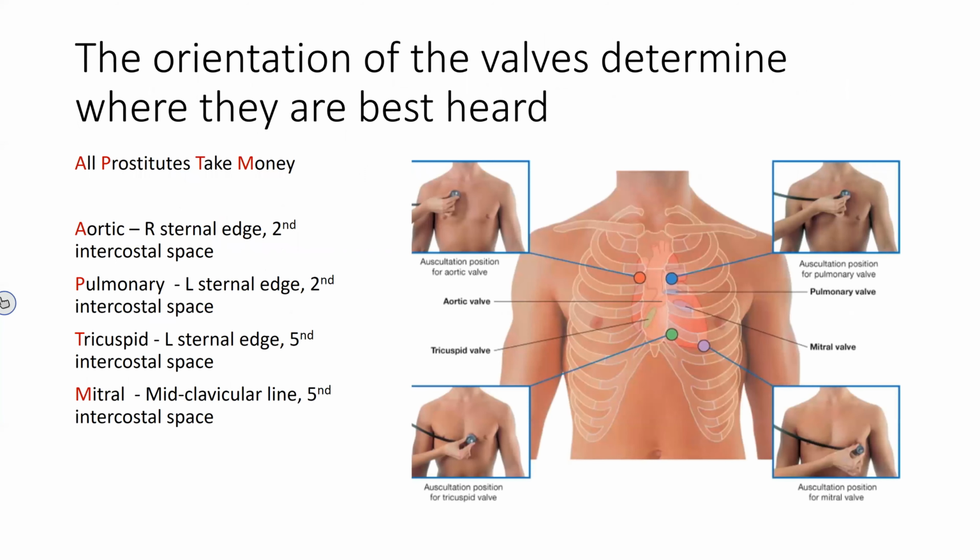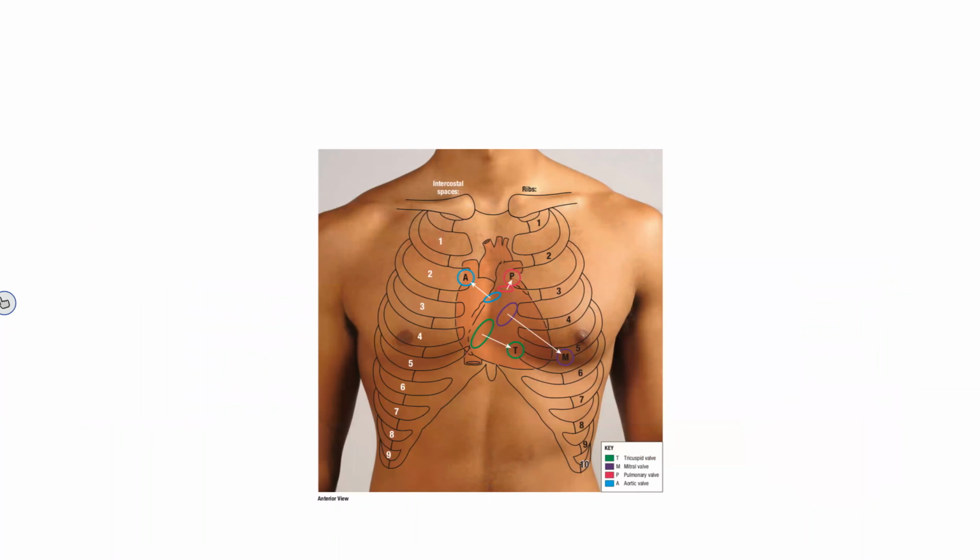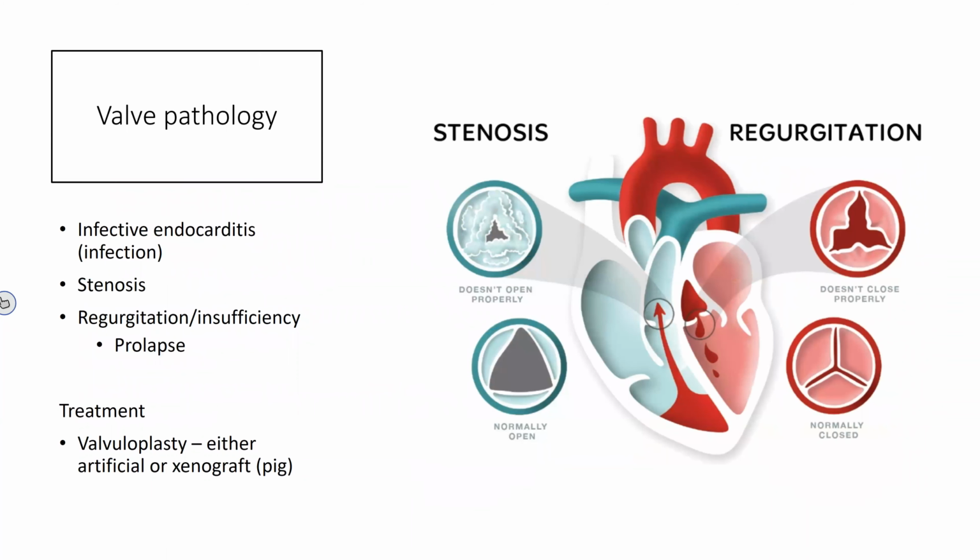Can you remember where all the different valves are? All Prostitutes Take Money: you can see on the diagram, aortic in the second costal space on the right side, and then pulmonary, tricuspid, and mitral. Things that can go wrong with the valves are stenosis and regurgitation.